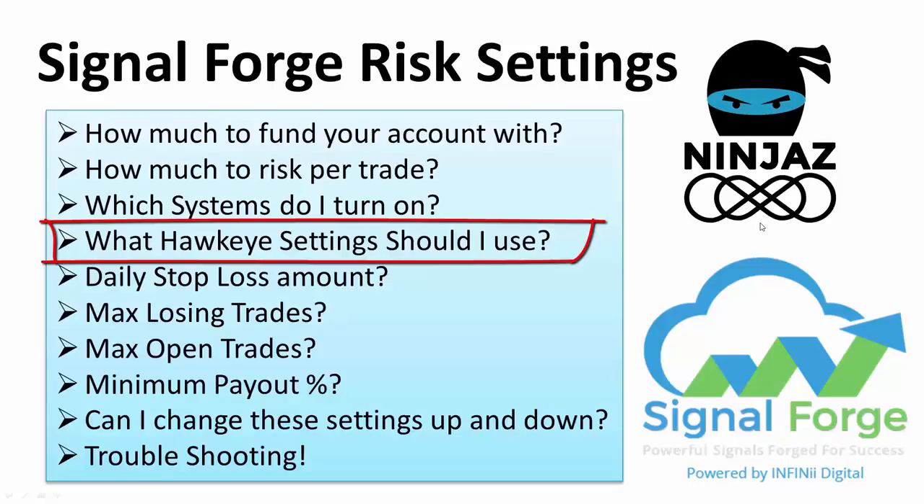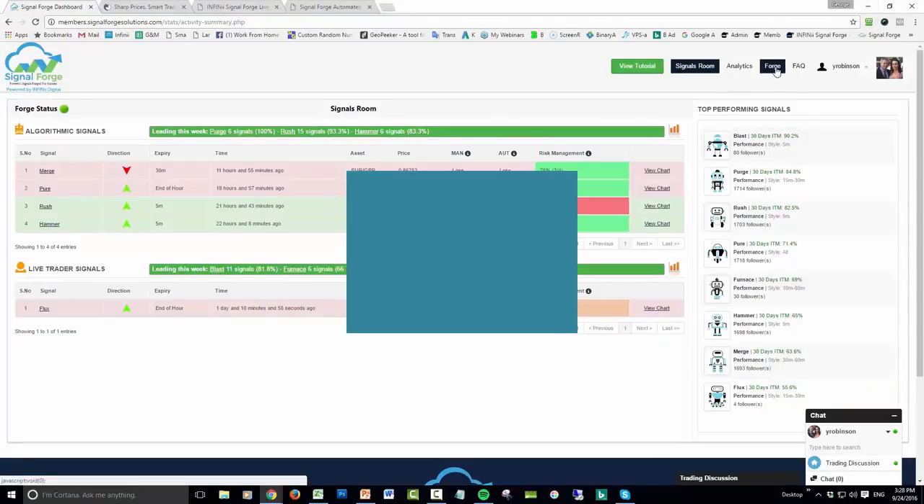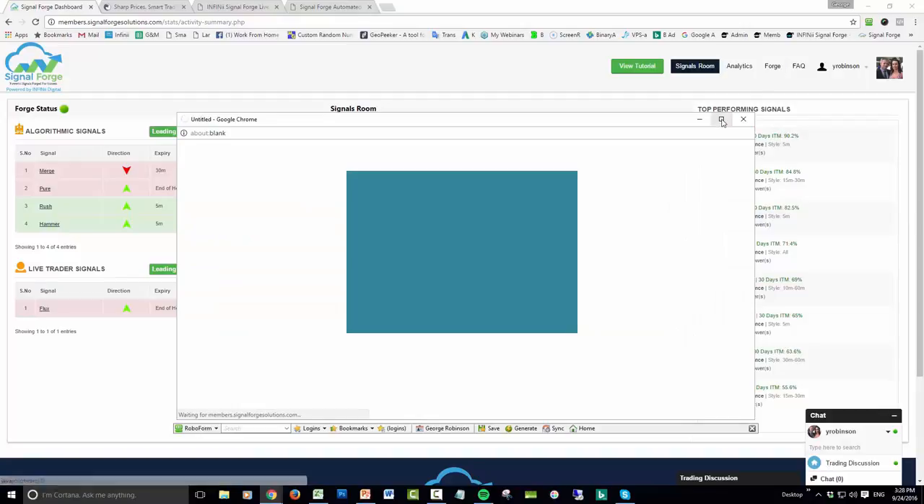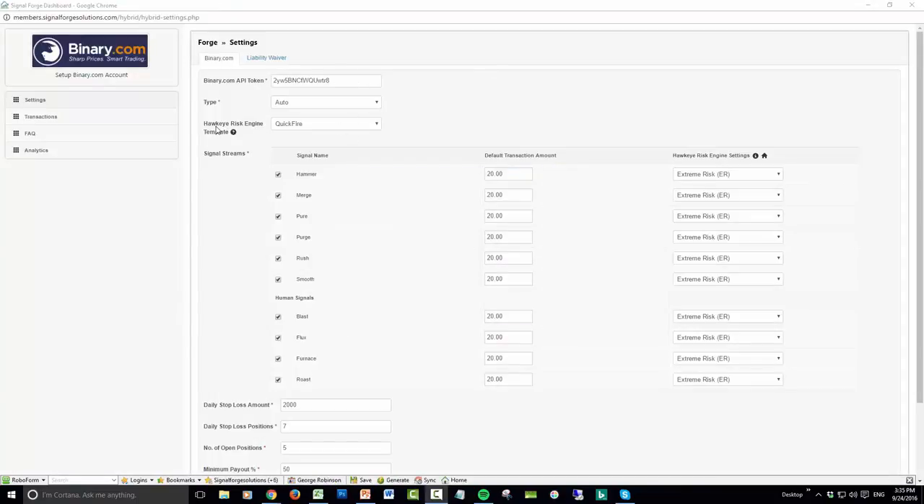So next up, what Hawkeye settings should I use? Again, if we look into our system here, now if you come under Forge here, open that window, on here you can see it's got the Hawkeye risk engine template sitting at quick fire. There's a few to choose from in here. You've got self-adjusting, slow and steady, balanced, and quick fire.